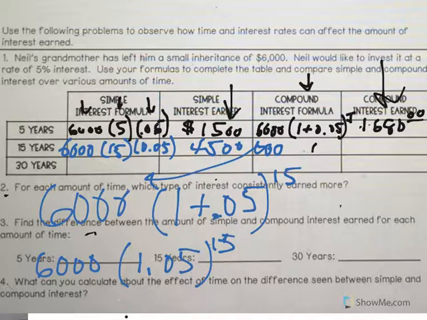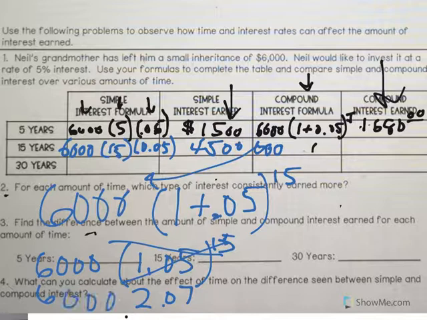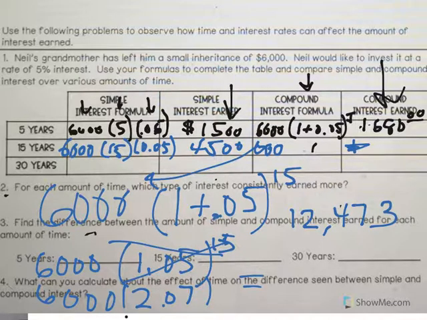Well, that equals 2.07. I multiply that by 6,000. And what do I get? I get $12,473. Now, that's not what I write in here because he wants me to tell you how much interest he earned. That means how much more money did he earn?